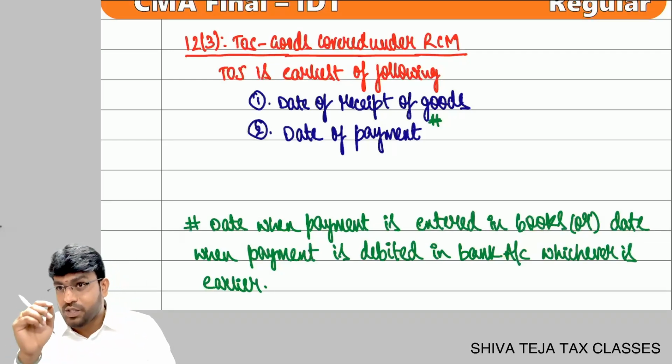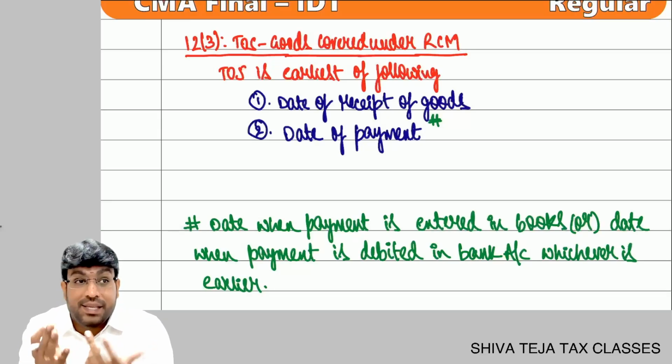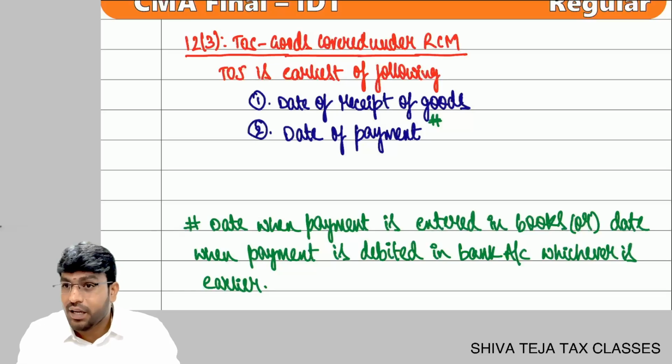Credit to supplier account is not considered for a simple reason, because we are clearly talking about time of supply for goods covered under RCM. Who is liable to pay GST is the recipient only. So we are not concerned with what is happening in the supplier. Clear? So what is the first one?